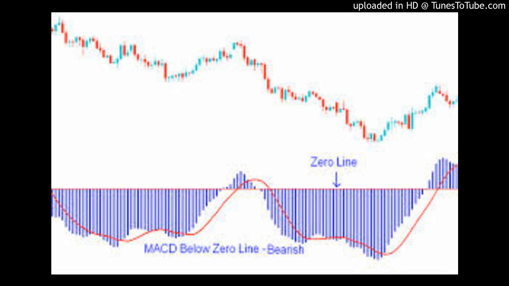For example, in the case of a 1, 2, 3 top, this little illustration shows in the number 1 position you will have a bearish MACD crossover. In the number 2 position you'll have a bullish MACD crossover. And in the number 3 position you'll have another bearish MACD crossover.